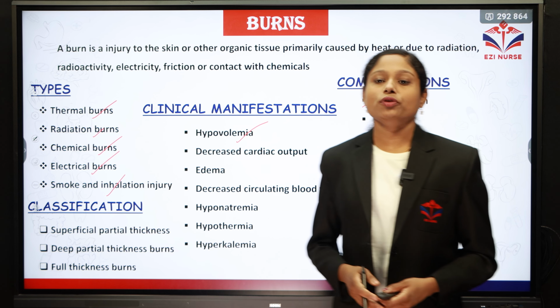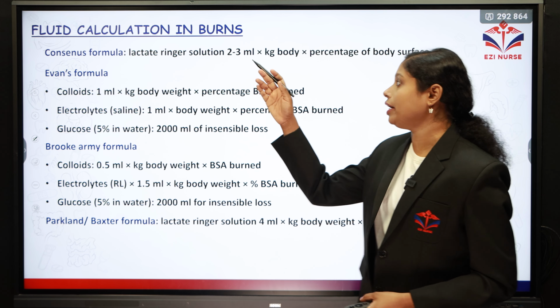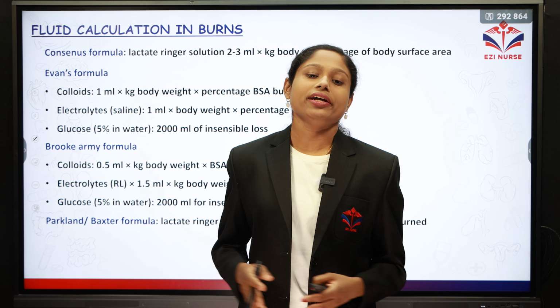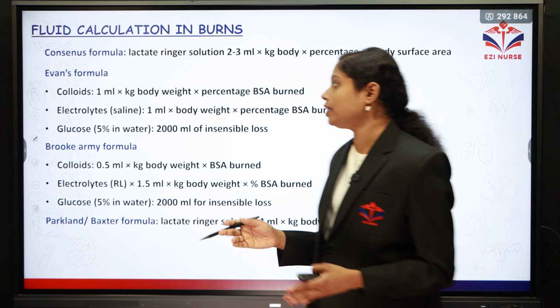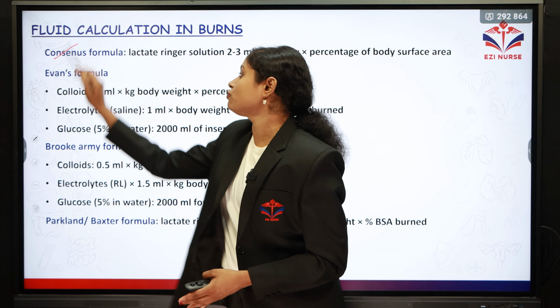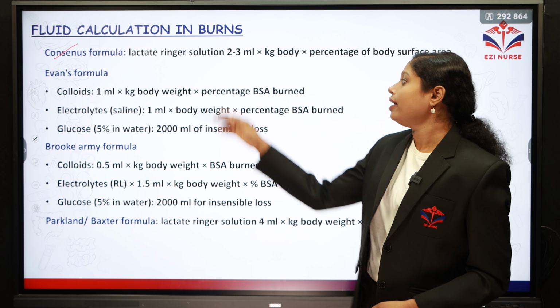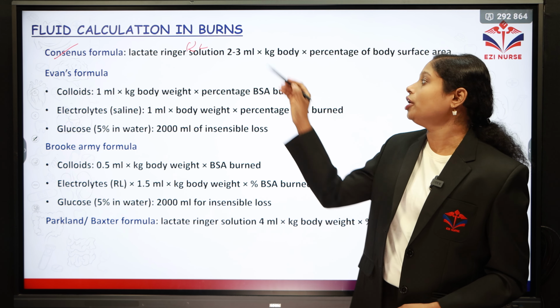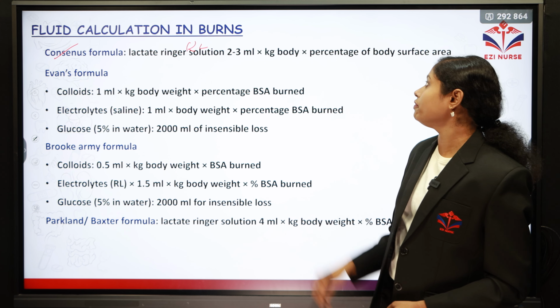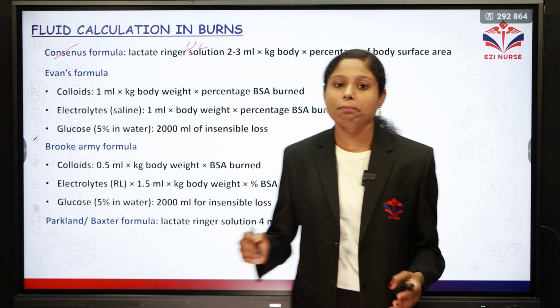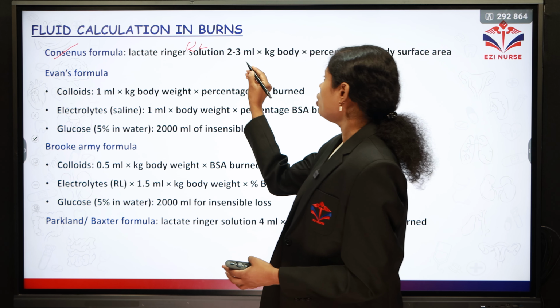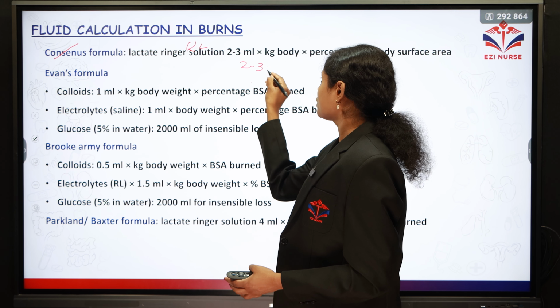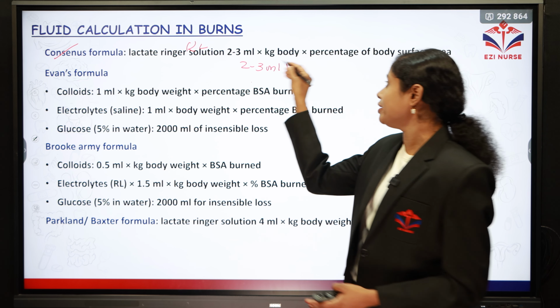So now we are moving to fluid calculation in burns. It's very important, fluid calculation in the case of burns. Let's see. First one is Consensus formula. What is Consensus formula? Lactated Ringer's solution, that means RL. Lactated Ringer's solution 2 to 3 ml into kg body weight into percentage of body surface area burn. So how is it calculated? So 2 to 3 ml into kg body weight.